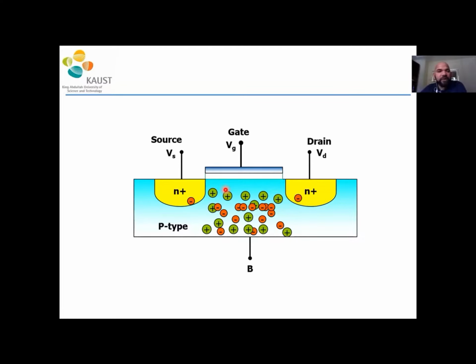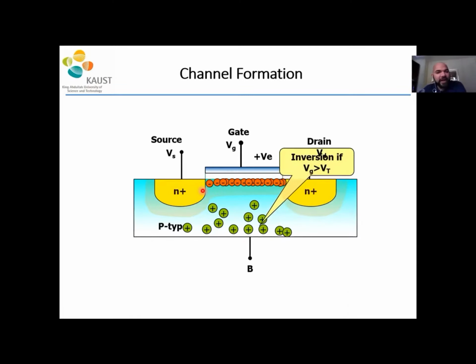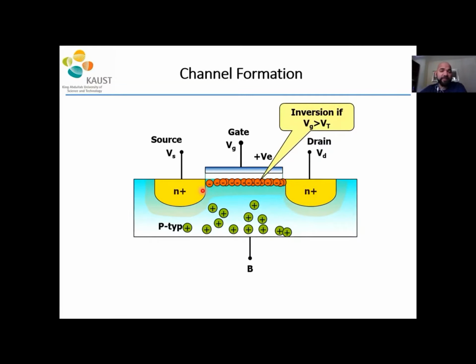Suppose we are not providing any potential, there is no bias. This is a p-type semiconductor. These are the immobile ions, and we have some minority carriers, which are electrons. Suppose we apply a positive potential at the gate, what is going to happen? Electrons get attracted by the positive potential, and they get collected at this area. Once this phenomenon happens, it is called inversion, and this makes a channel.